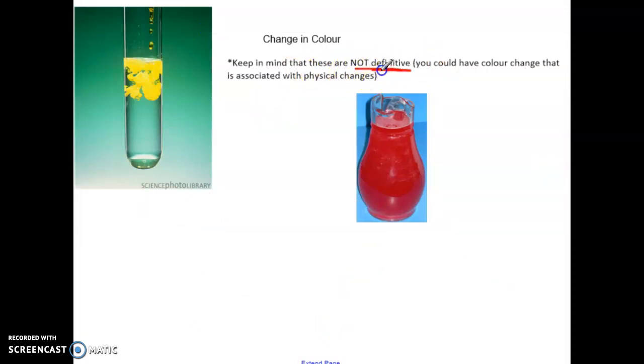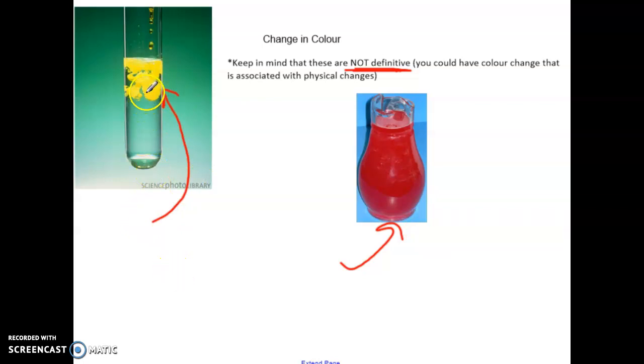So keep in mind, this is not a definitive answer. Just because you have a change in color does not mean it is a chemical change. For example, if I'm mixing up a pitcher of fruit punch, so let's say I have a whole bunch of different fruit juices and I'm going to put them into water. Well, the water turned red, but it's not because I made something new. It's because I added fruit juice to it that had a red color. This, however, is a chemical change.